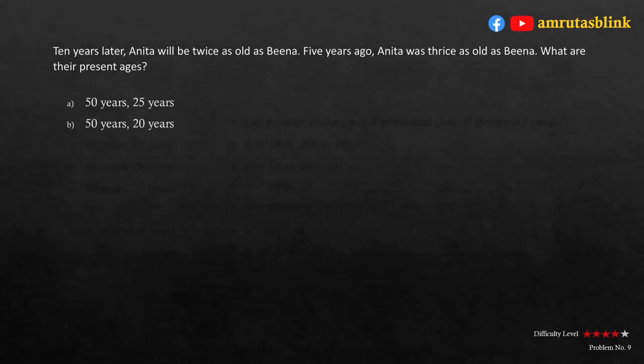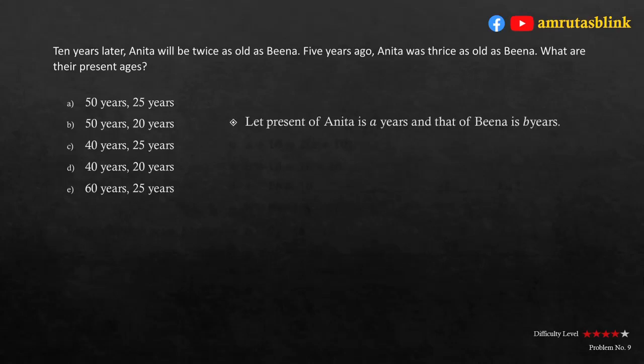The options are: 50 years and 25 years, 50 years and 20 years, 40 years and 25 years, 40 years and 20 years, 60 years and 25 years. So we need to calculate both the ages, Anita's age as well as Bina's age. Let's again assume Anita's age is A years and Bina's age is B years.